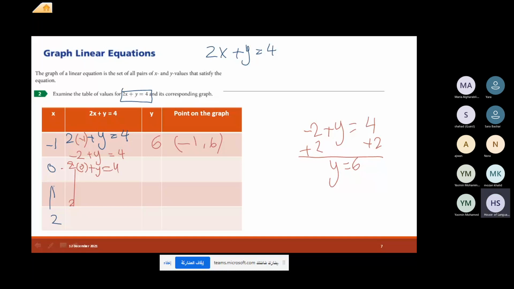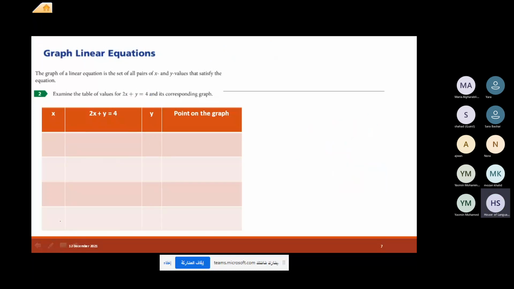Bravo. So she said that 2 times 0, she substitutes x with 0. So 2 times 0 plus y equals 4. Then continue here. You can solve it here. Continue and explain. Talk about what you are doing, as if you are a teacher.